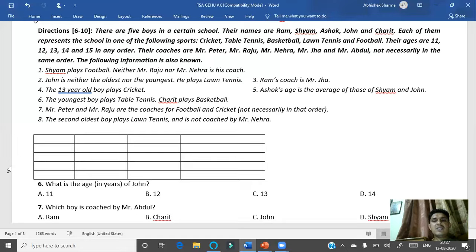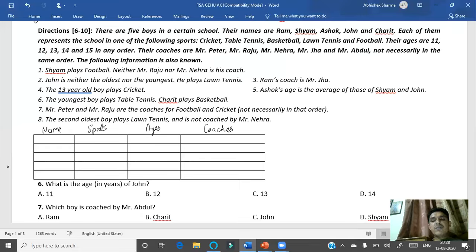So I can just make the master column with the name of the players, right? The master column will be the leftmost column. Thereafter, the data that is given, like the name of the sports, so we can write sports. Thereafter we have the third column of age, and thereafter the fourth column of coaches. So we can make it like this, right?